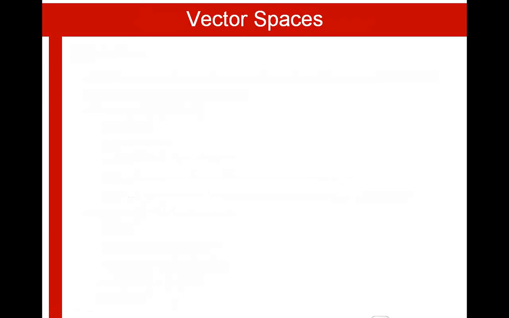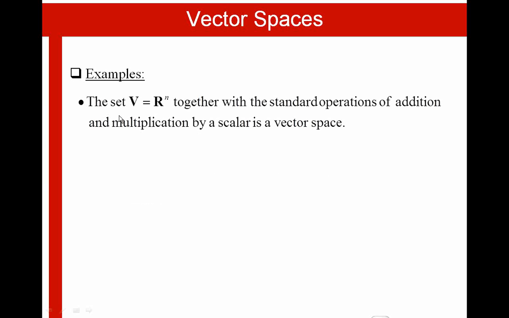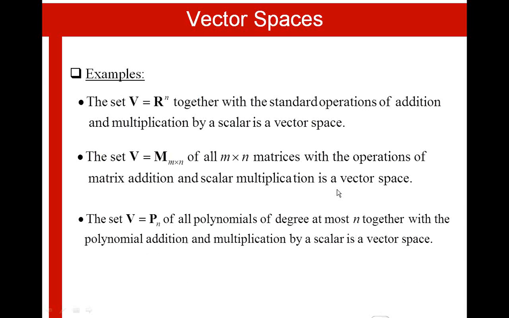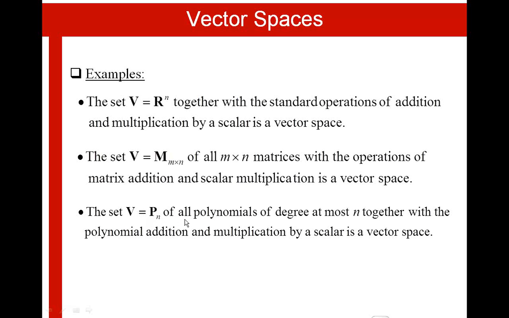Following are some examples of vector spaces. The set V, which is equal to Rn, together with the standard operations of addition and multiplication by a scalar, is a vector space. The set V of all matrices m by n with the operation of matrix addition and scalar multiplication is a vector space. Finally, the set V equal to Pn of all polynomials of degree at most n together with the polynomial addition and multiplication by a scalar is a vector space. Let's look at some examples of how we handle vector spaces.